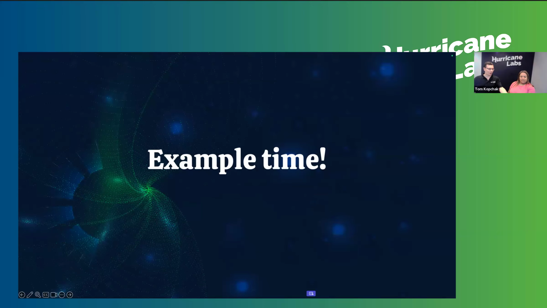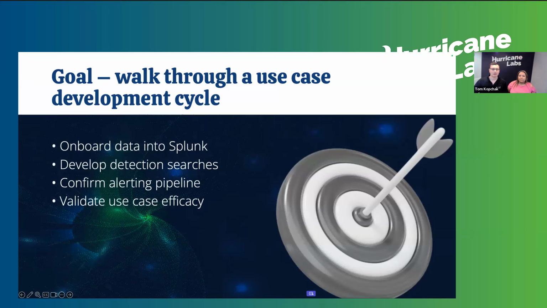So we've walked all through that from a theoretical perspective. Let's bring this all together and walk through an example from bringing data into Splunk all the way to making an alert happen. And I think that'll really drive home this whole process. So our development process, we're first going to bring that data into Splunk. We're going to develop a detection search. We'll confirm that alerting pipeline is working properly. And then finally, we'll validate the efficacy of that use case.